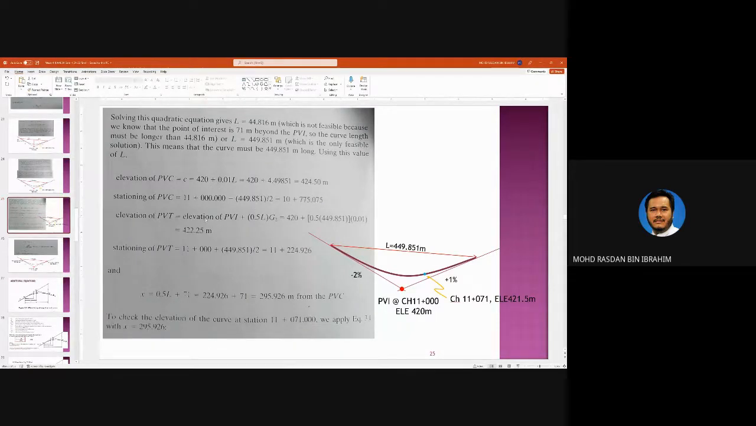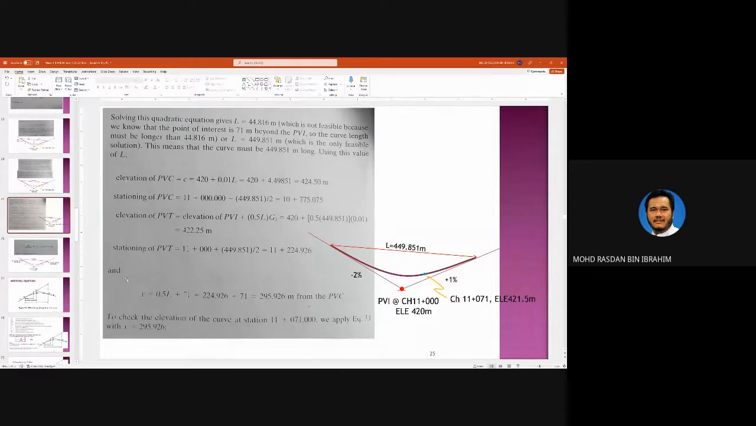Elevation of PVT is elevation of PVI plus 0.5 G2. So you just put in the value of L and G2. So you get the elevation over here, 422.25. And the stationing of PVT, this is straightforward. 1100 here, 11 plus 0, which is the middle point, plus half of the L. So you get 224.926.